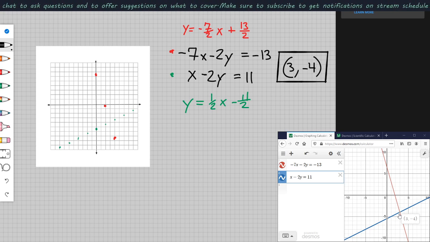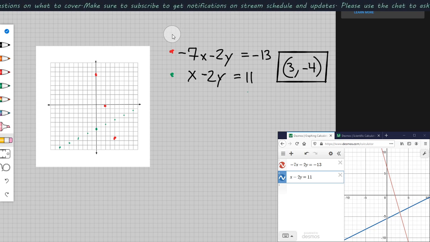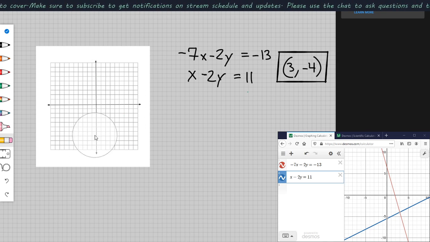So now let's try and solve it with, let's do substitution, because I think that would be easiest in this case. So I'm going to erase this, and I'm going to erase this, and I'm not going to worry about this anymore. And let's erase that.